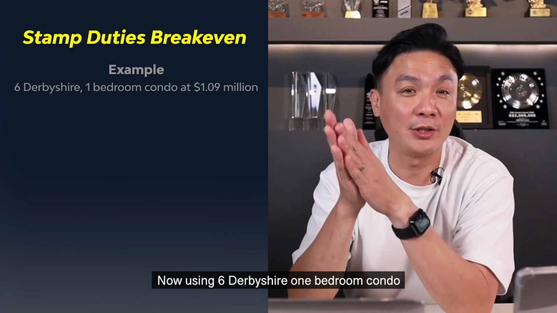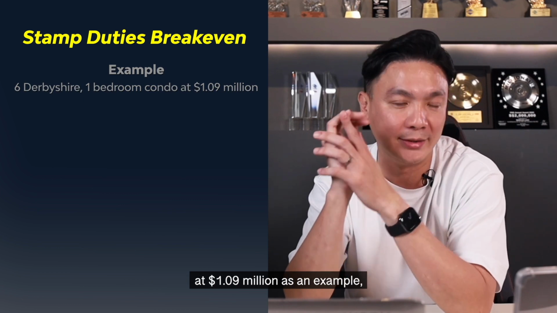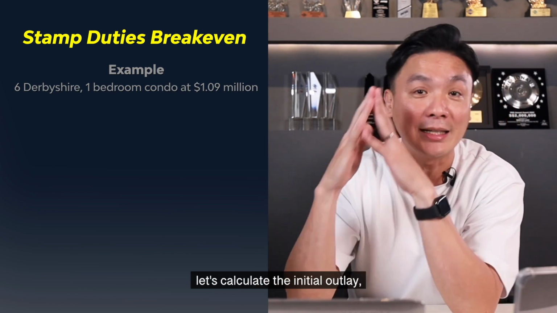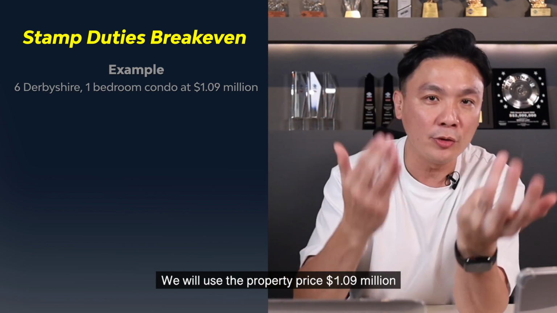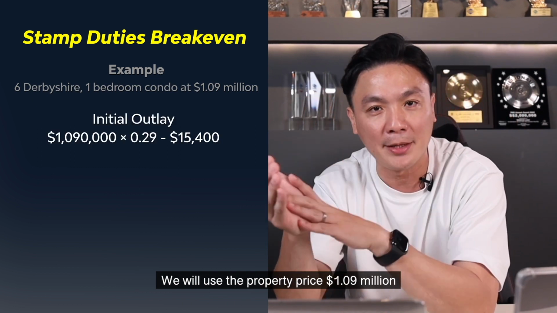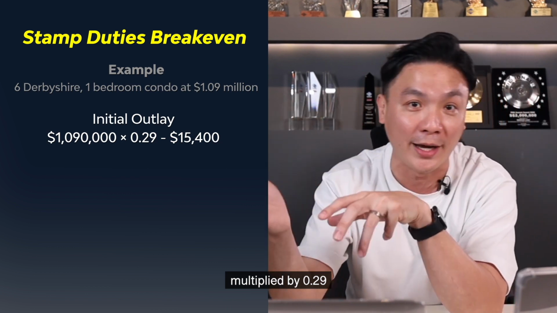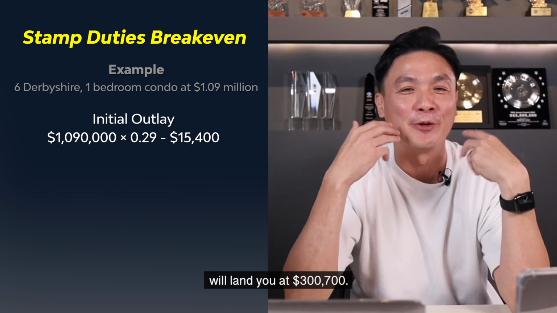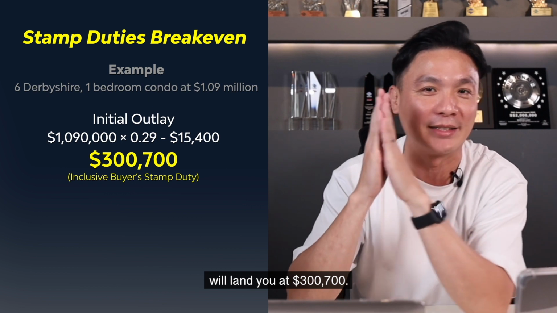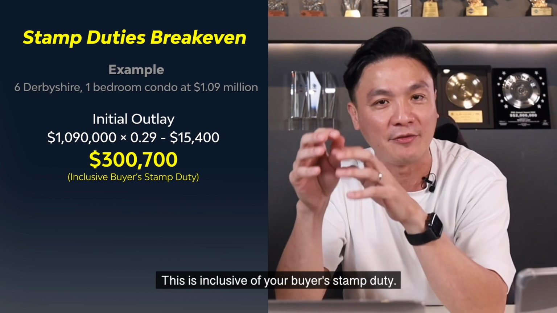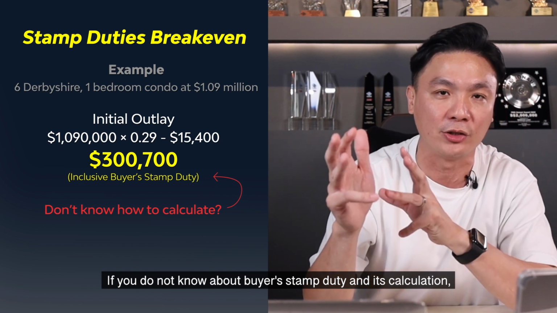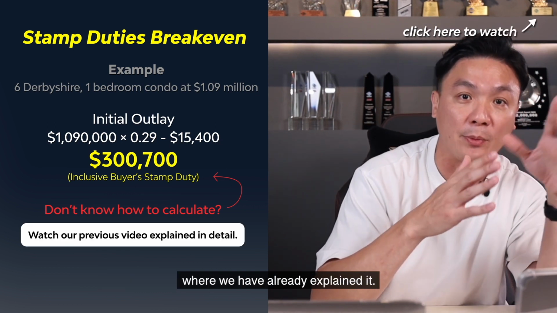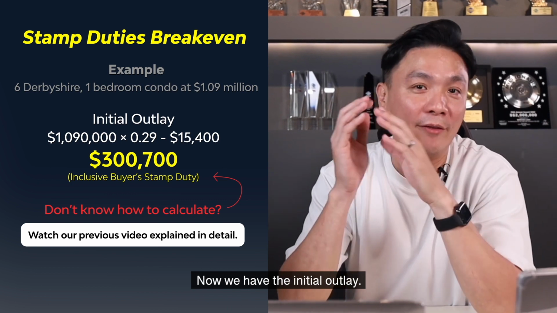Now, using 6 Derbyshire, a 1-bedroom condo at $1.09 million as an example, let's calculate the initial outlay, which will be your down payment for this property. We will use the property price of $1.09 million multiplied by 0.29 minus 15,400, which will land you at $300,700. This is inclusive of your buyer's stamp duty. If you do not know about buyer's stamp duty and its calculation, please watch our previous videos where we have already explained it. So now we have the initial outlay.